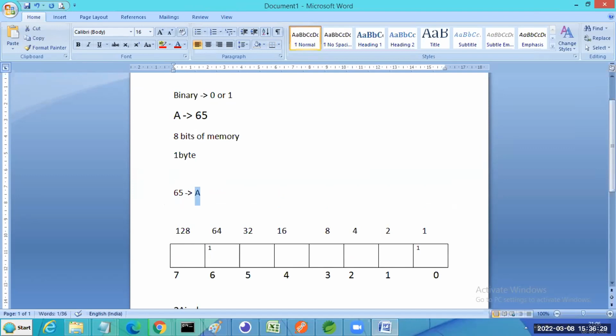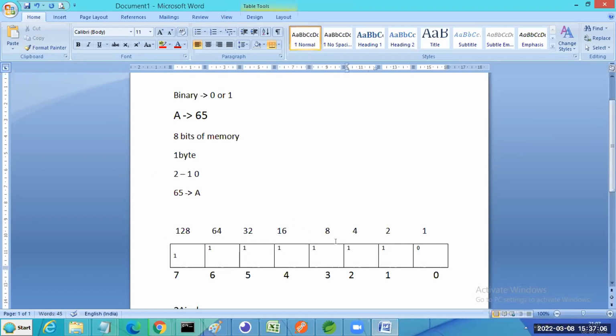So did we make our machine understand A? Yes. Can we make our machine understand 2? Yes, sir. How? 1 and 0. If 0 is after it, we write that 0, and if it is before it, we don't write it. So if we want to make our machine understand 2, we have to write 1 and 0, not ten. Fine.